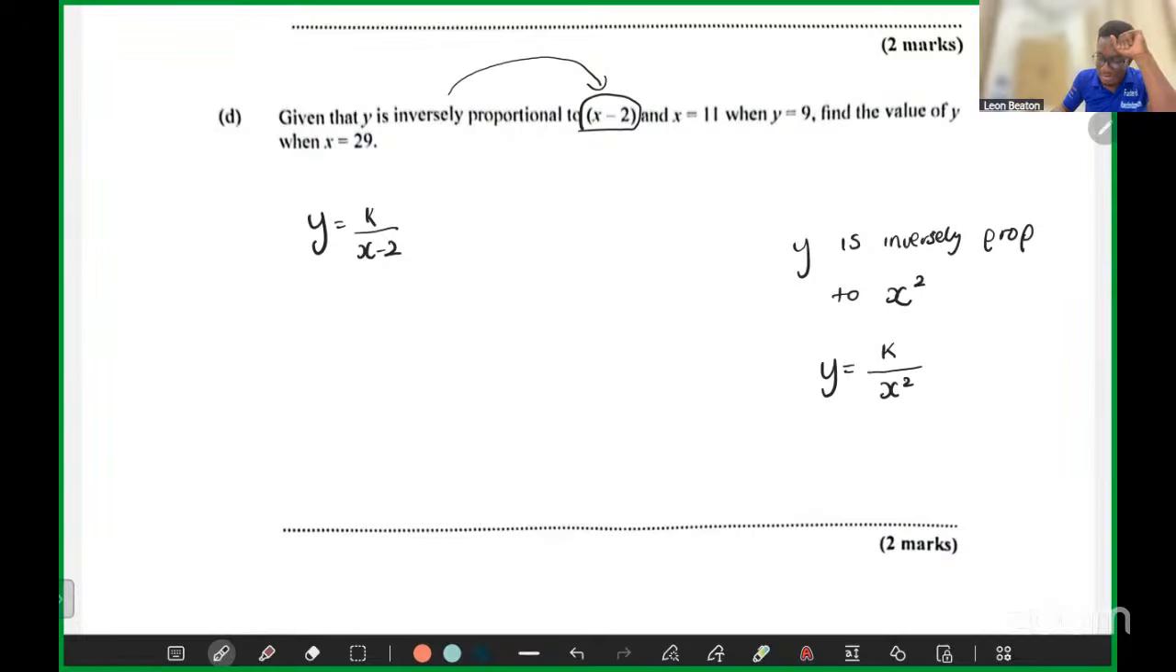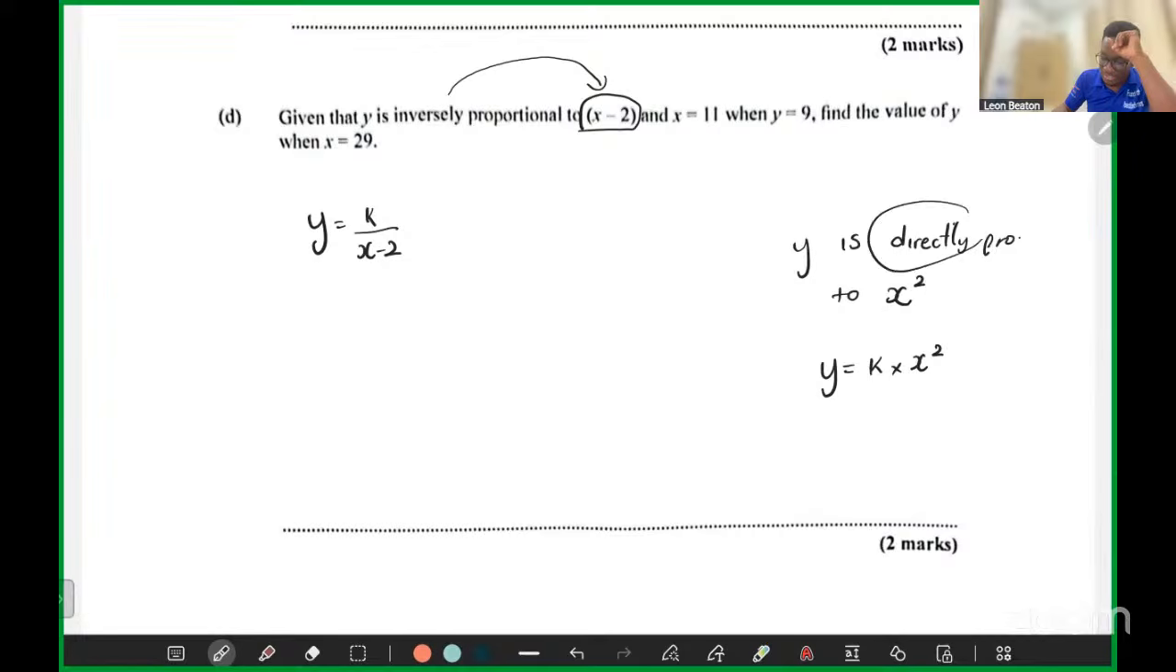When something is directly proportional, sometimes they will tell you it varies directly. So you can look out for the words varies directly or varies inversely. That can also be written as inversely proportional or directly proportional. Both of them mean the same thing. If they tell you y is directly proportional to x squared, instead of k dividing, this will be k multiplied by x squared.